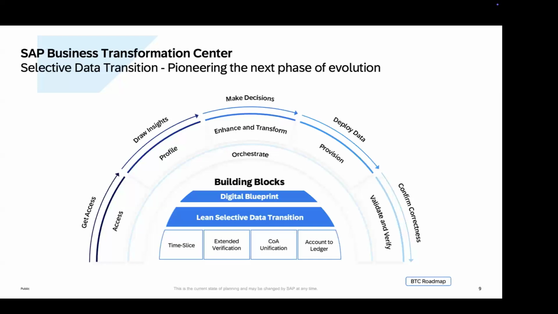And we are now obviously looking as part of our roadmap at objects around extended verification, about chart of accounts unification topics, and about the topic of account to ledger, both of the last topics coming frequently out of discussions around simplification items. So that's what we are planning for the next couple of quarters. And for more detailed information, it's always nice to look at the SAP Roadmap Explorer, because there we have the latest information available about where we want to go with Business Transformation Center from a product management point of view.